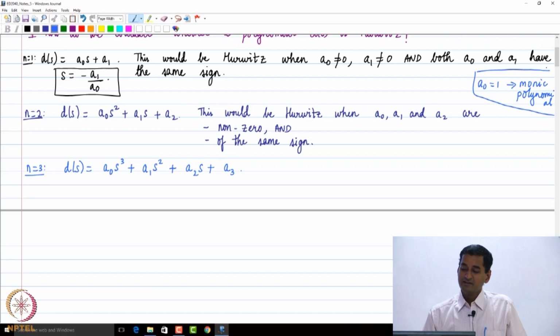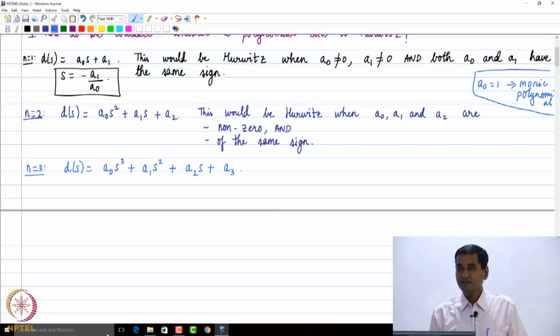Anyway, we are going to be looking at general polynomials. For an nth order polynomial, we are going to have n plus 1 coefficients, as we can see. Now we ask the same question. What happens in this scenario? Do we still need a0, a1, a2, a3 to be non-zero and of the same sign? Yes, we do. But it turns out that for polynomials of order 3 and more, that is only a necessary condition. It is not sufficient.